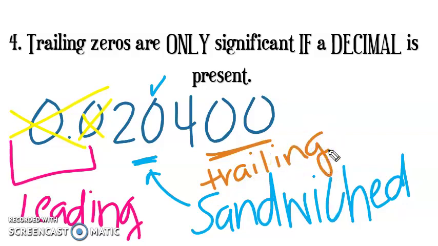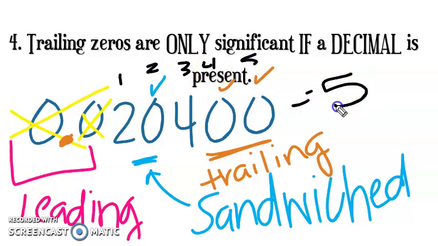And these are only significant if there is a decimal present. So we do have a decimal present, so these would be significant. So this number is going to have 1, 2, 3, 4, 5 sig figs. Okay.